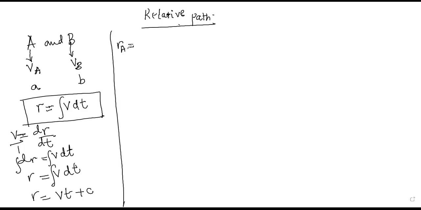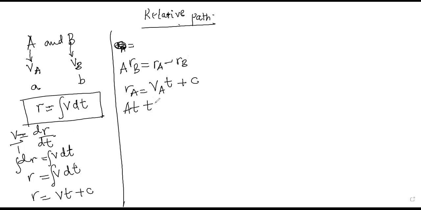So it means that the relative path, the path of A relative to B, we denote like this, and it is equal to the path of A minus the path of B. But from the general equation, R is equal to Vt plus C, it means that RA is the same as VA times T plus a constant of integration.